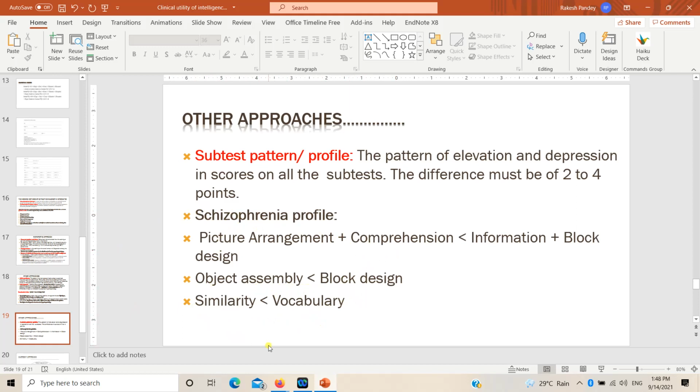But this has not been very strongly validated, but it has been shown in research that such different profiles are likely to be present in the subtest performance, and that can be used for clinical purposes.